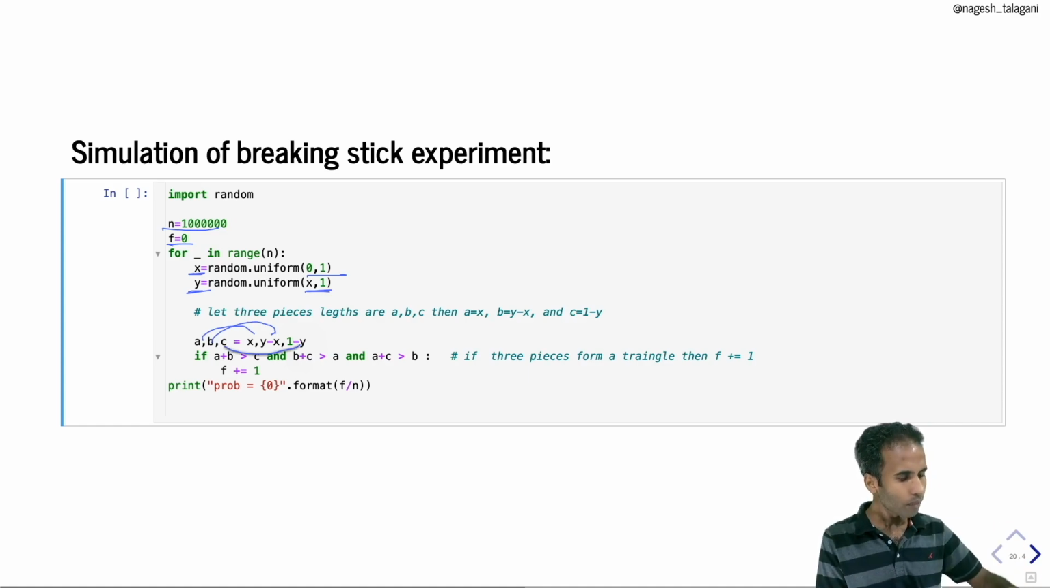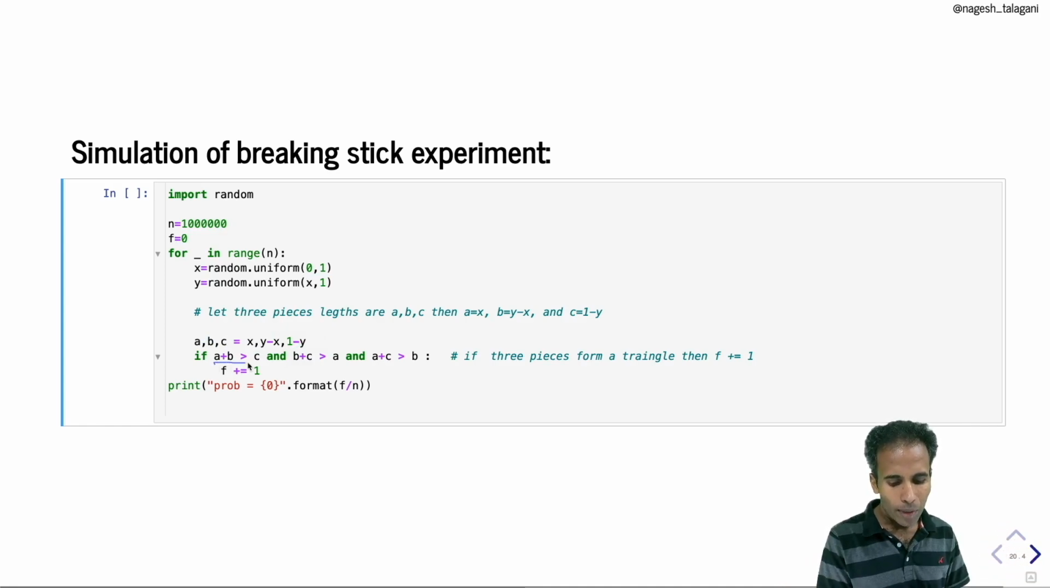These three pieces make a triangle if and only if a + b > c and b + c > a and a + c > b. If that happens, I increase my frequency by 1. Once I am done with the loop, I print f/n, that is the relative frequency for making this triangle.